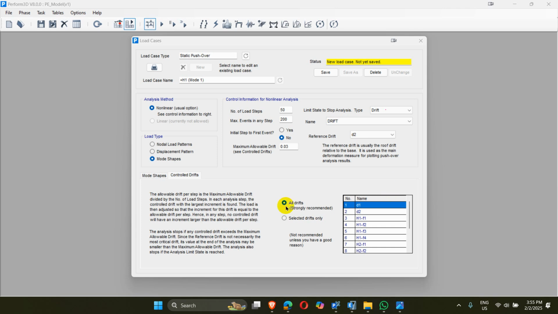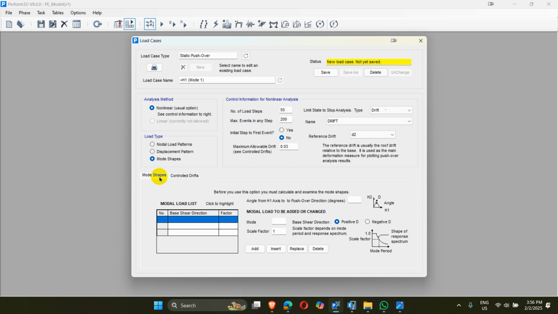So here for the first mode, let me keep these things the same, and it is positive h1, so the control drift is d1. Suppose let me keep the angle 0 for now, and for the mode shape it is mode 1 along the positive h1 direction. And if we go for mode 2, we have to give the scale factor here according to the mode shape.